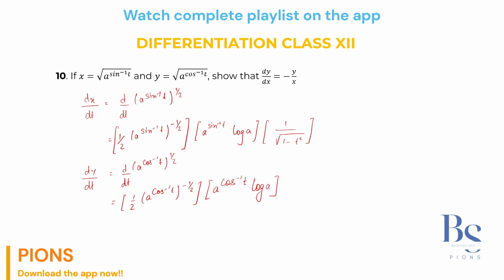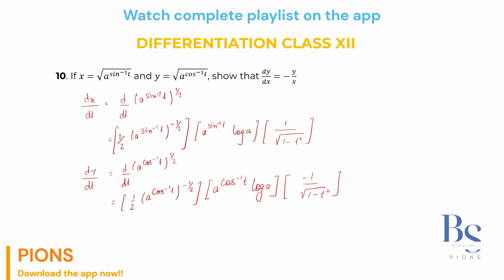Finally, derivative of cos inverse t is minus 1 upon root under 1 minus t square. Be very careful with this. Great. So you got dx by dt and you got dy by dt. Now what we have to do? Just like we did in the previous question, we have to divide both.